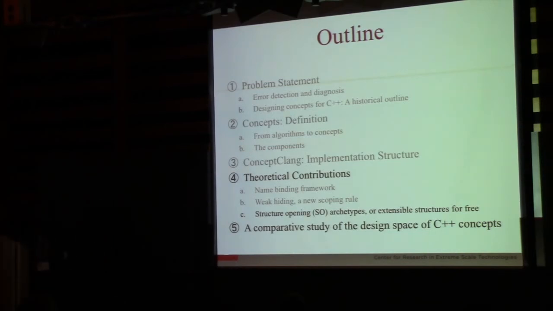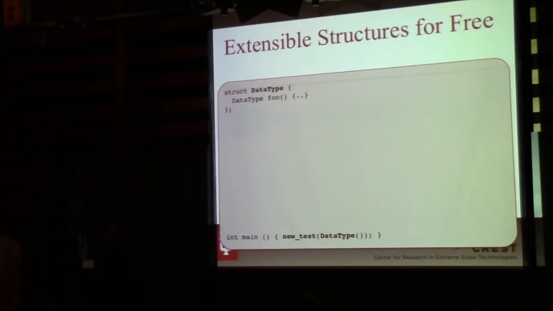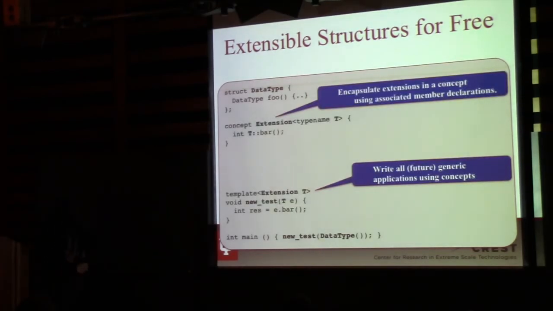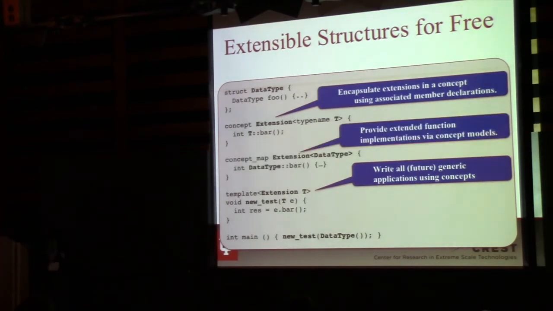So that brings us to structure opening archetypes. The essential idea is that if I have a data type like that one with the function foo in it, and I want to extend it with something like bar, then I can do that using concepts and associated member declarations. So I can use the concept to encapsulate extensions to existing data types. And then I can use concept maps to provide implementations for those extensions. And I can define my generic algorithm this way, and la partie est jouée.